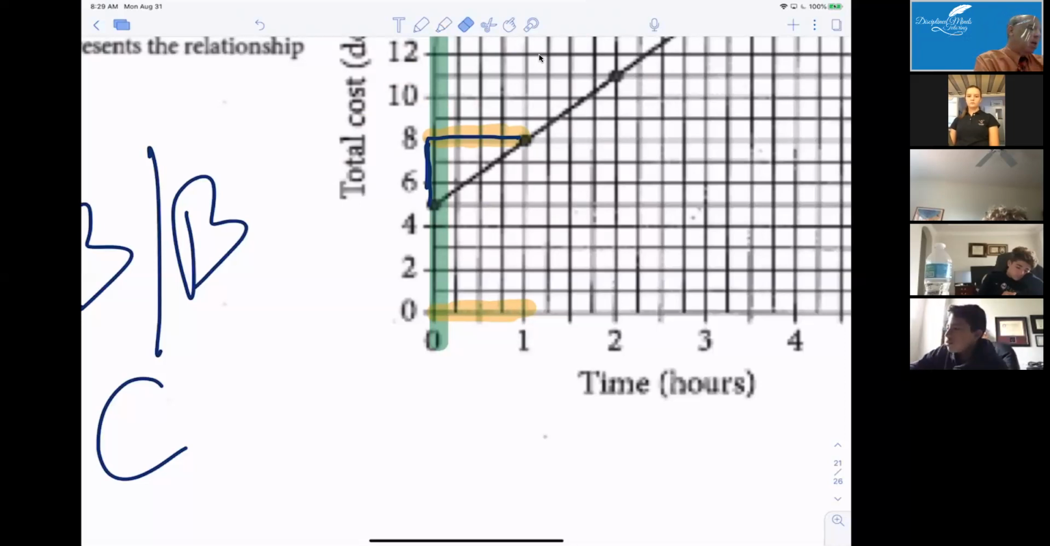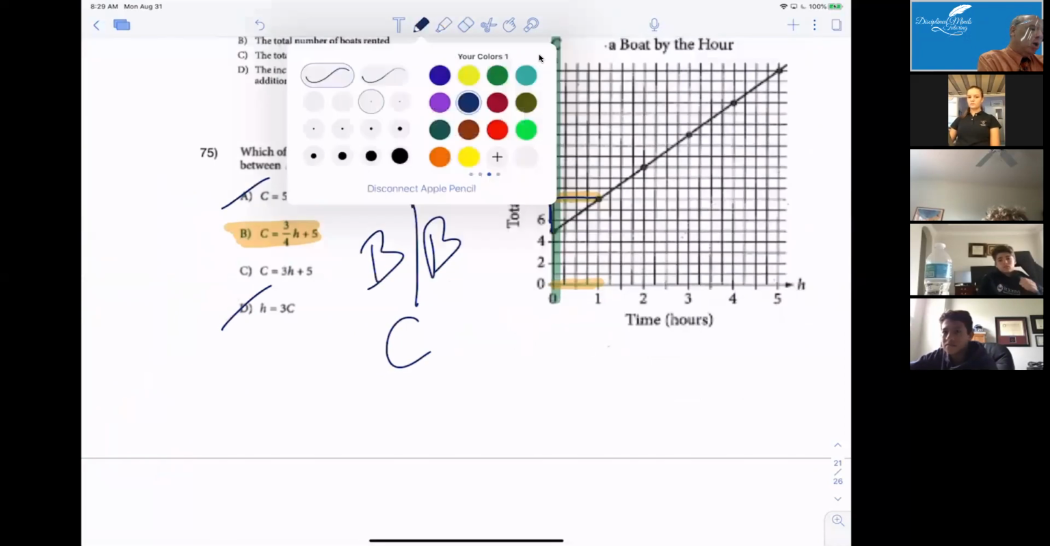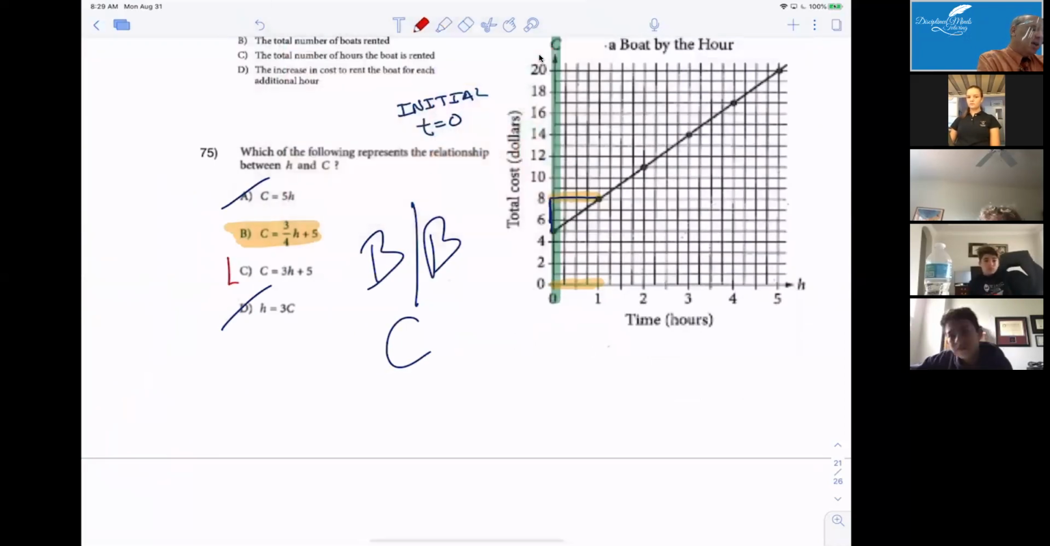So again, everybody put what? Everybody put B, and everybody is what? Wrong. Except Bo with his convictions. The correct answer was C.